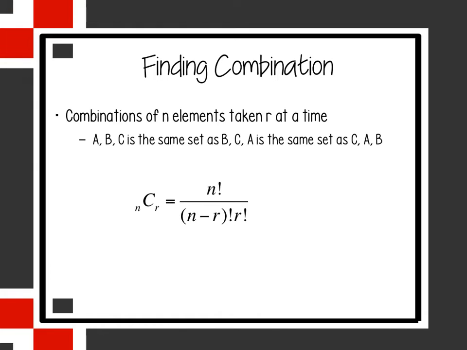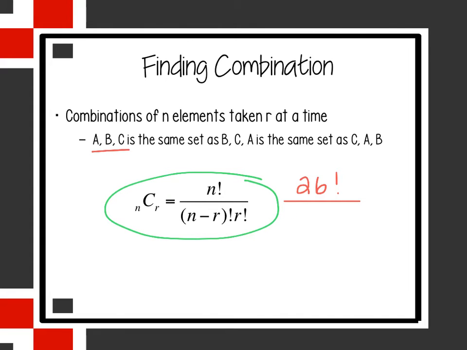So when you're finding the combination, this is our formula, and it should look familiar because this is the same as the binomial coefficient. The combinations of n elements taken r at a time would be n factorial over n minus r factorial times r factorial. So if you look back at the example we just did, my entire set is letters, which is 26. That would be 26 factorial over, if it's 3 at a time, 26 minus 3 factorial times 3 factorial. And then you would simplify it out.